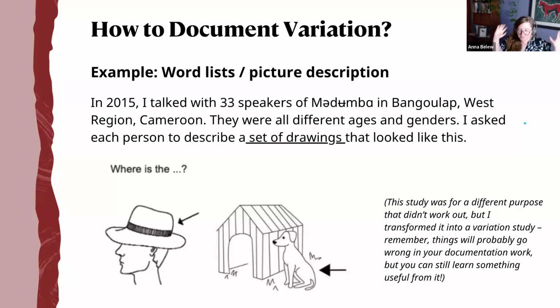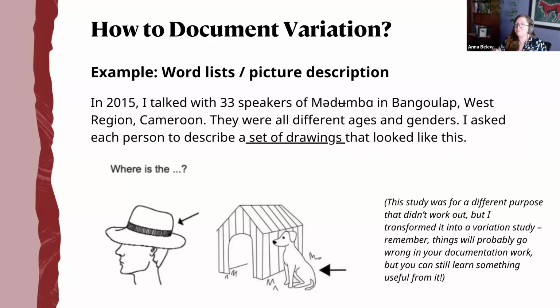And so I'm going to give an example because all that's pretty abstract. So I'm going to talk about one study I did and how that kind of worked out. So back in 2015, I was working with a language called Majumba in West Cameroon, and I was in a village called Bangula, and I talked to 33 people who all lived in the same village. It's not a super big village.